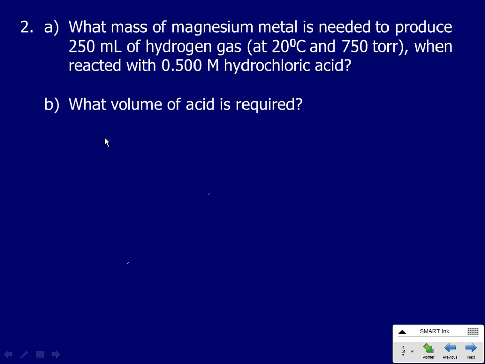Pause for thinking. Thinking is happening. I see some people rubbing chins. That's an indicator of thinking. Scratching heads. Chewing on pen. It's another thinking indicator.